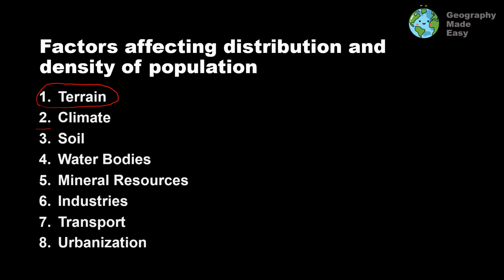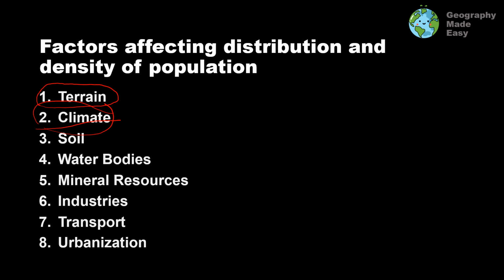The second most important factor is climate, very, very important. Favorable climate will increase the chances of people wanting to live in a particular area. So wherever favorable climate is present, we will see more people agglomerating in that area. So climate plays a very important role.